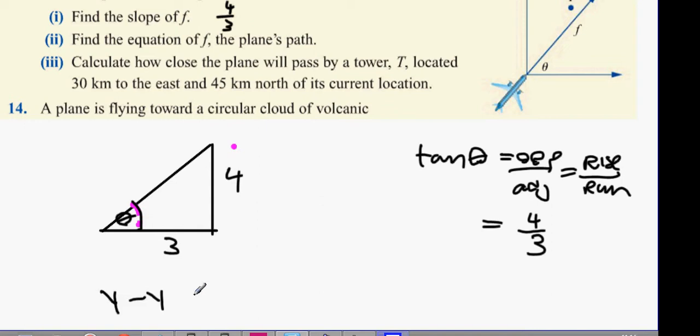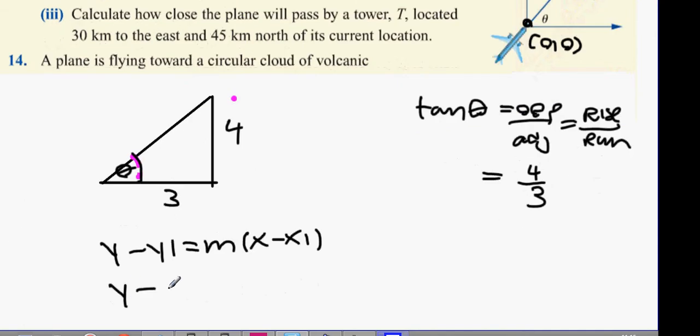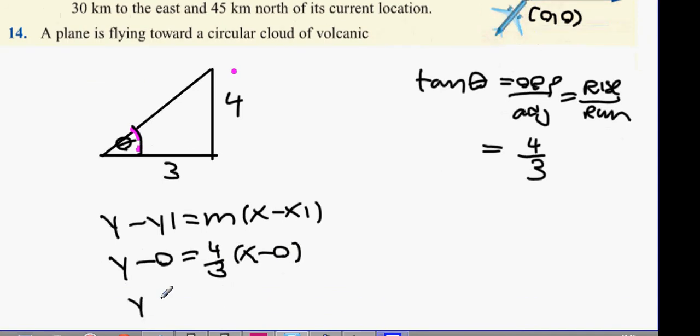y minus y1 equals m into x minus x1. (x1, y1) is (0, 0), because we know that it starts off the origin. So what we have to do here is y minus 0 equals 4 over 3 into x minus 0. Then we get y equals 4 over 3 x.